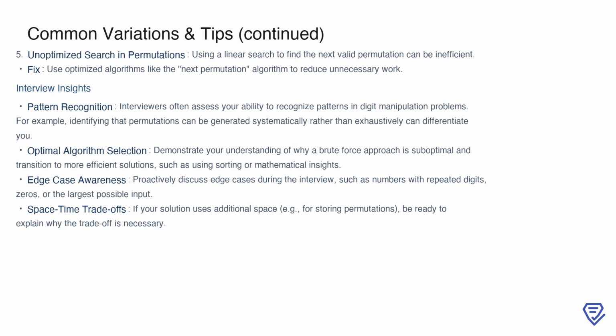Being proactive about edge cases is another valuable skill. Discuss scenarios like repeated digits, zeros, or the largest possible inputs, as this shows your thoroughness. Lastly, be prepared to explain any trade-offs your solution makes, particularly if it uses extra space, such as storing permutations in memory. Clearly articulating why the trade-off is necessary demonstrates a deeper understanding of the problem.